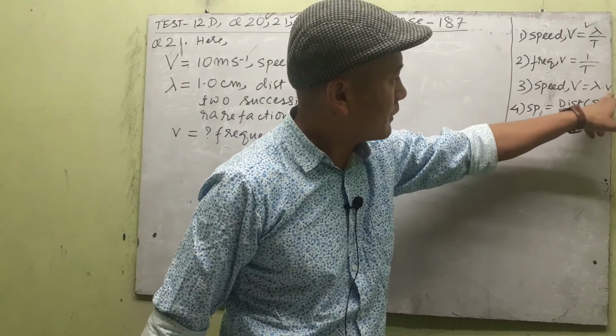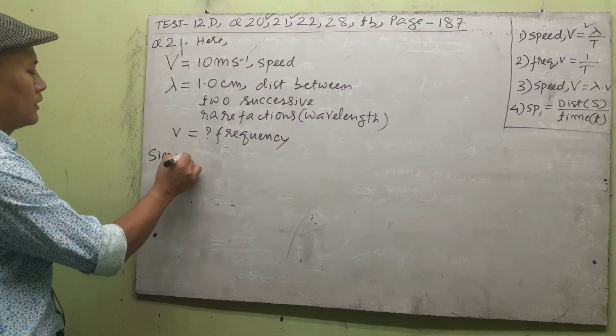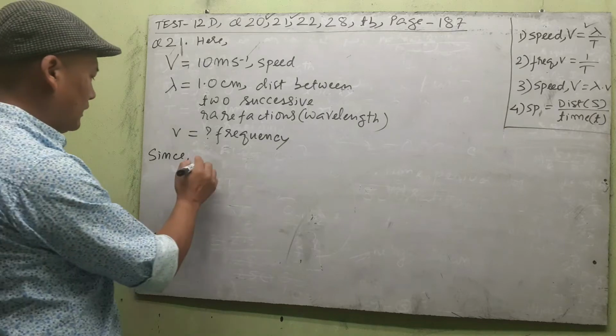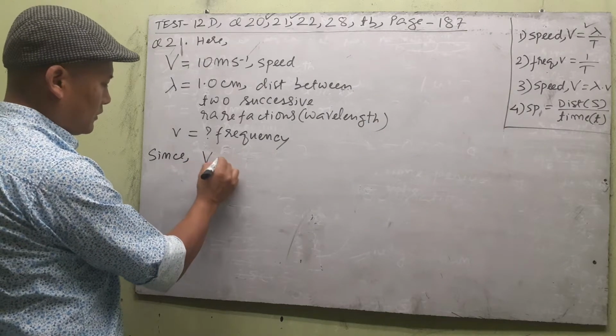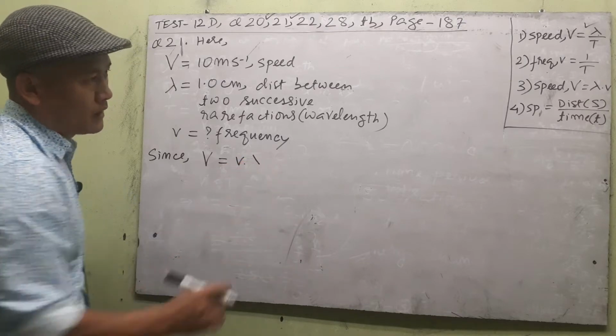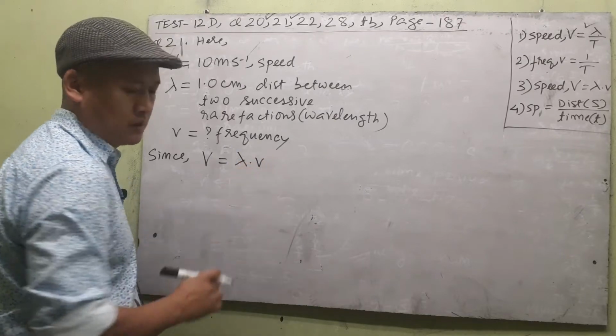Number 3, V equals lambda into v, this is the one. That's how we do our numericals: select the appropriate formula for that particular numerical we are dealing with. So velocity is equal to small v into lambda, or lambda into small v, whatever you like to put.